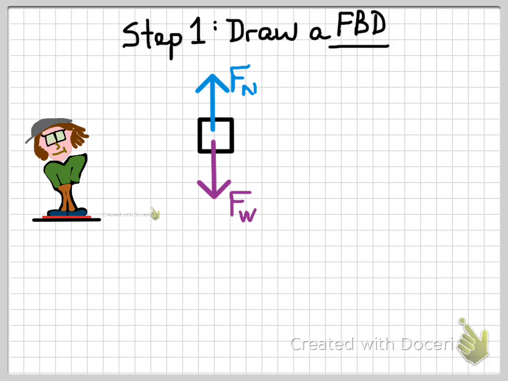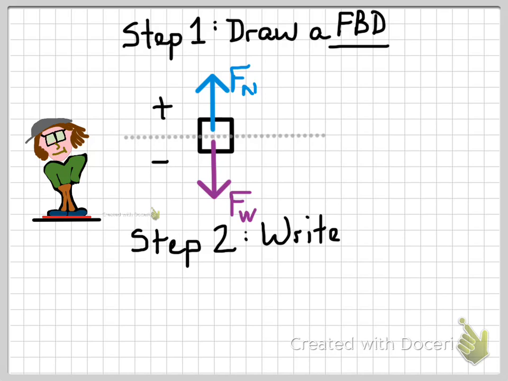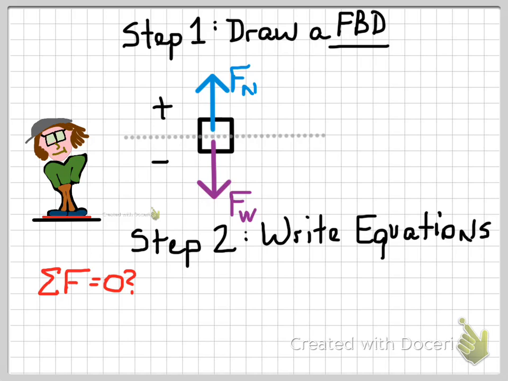All right, so in all free body diagrams, it's important to agree on a convention for a coordinate system. Let's call up positive and down negative. You can choose other conventions, as long as you stick with it throughout the problem, you'll be just fine. So I always start by asking myself the question, is the sum of the forces equal to 0 acting on the body? In this case, the answer is yes, because he's not accelerated.